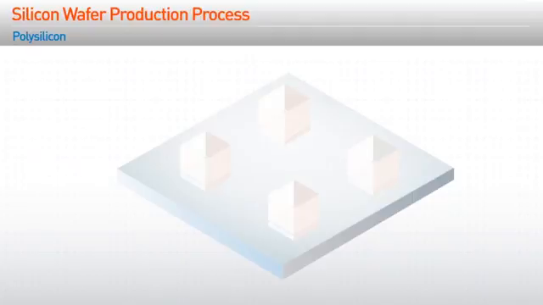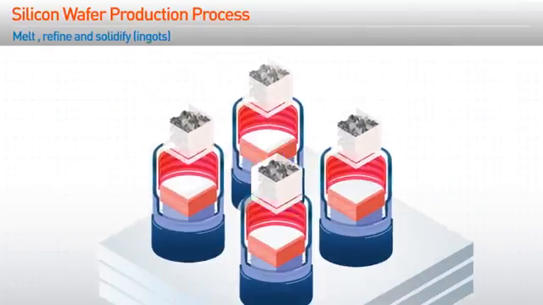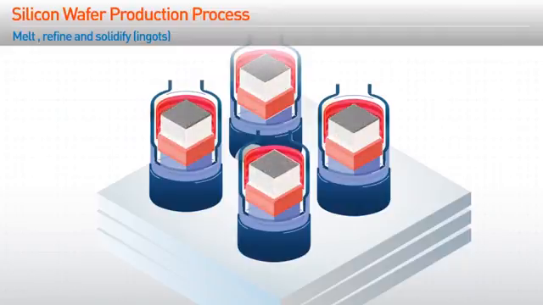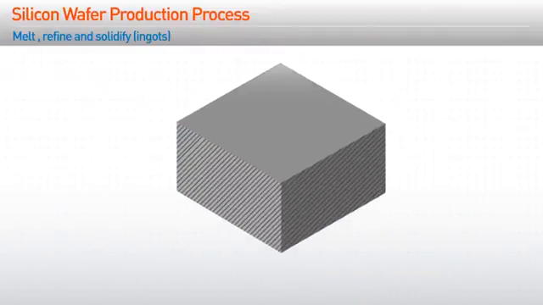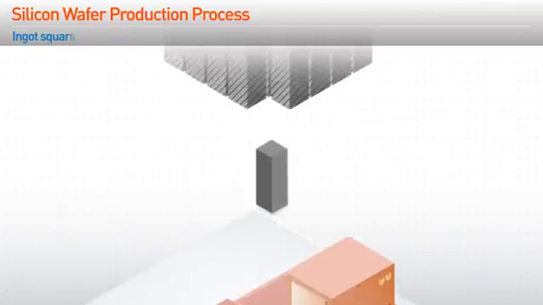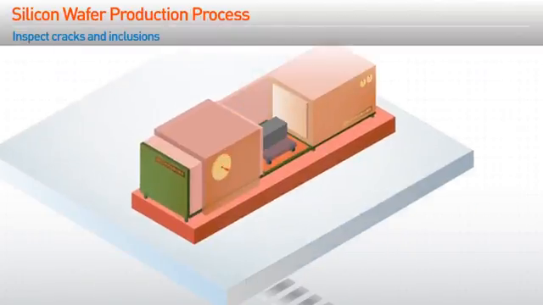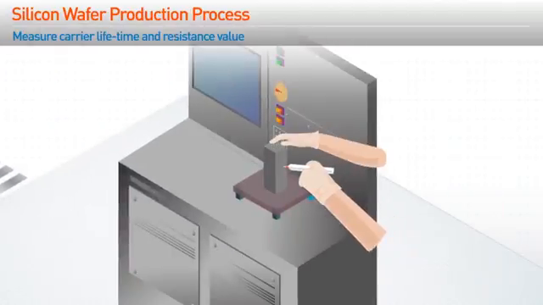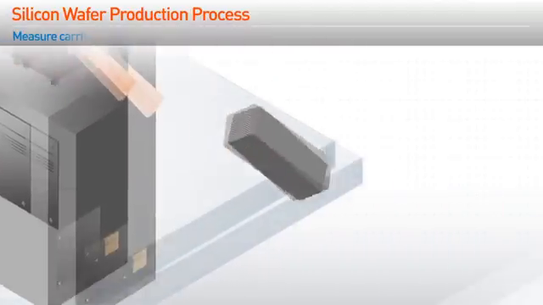The primary manufacturing process for silicon wafers is to first fill a solidification furnace with polysilicon, then melt, refine, and extract the deposited ingots. These are then cut and separated into bricks, which are inspected for cracks and inclusions. Next, carrier lifetime and resistance value are measured.